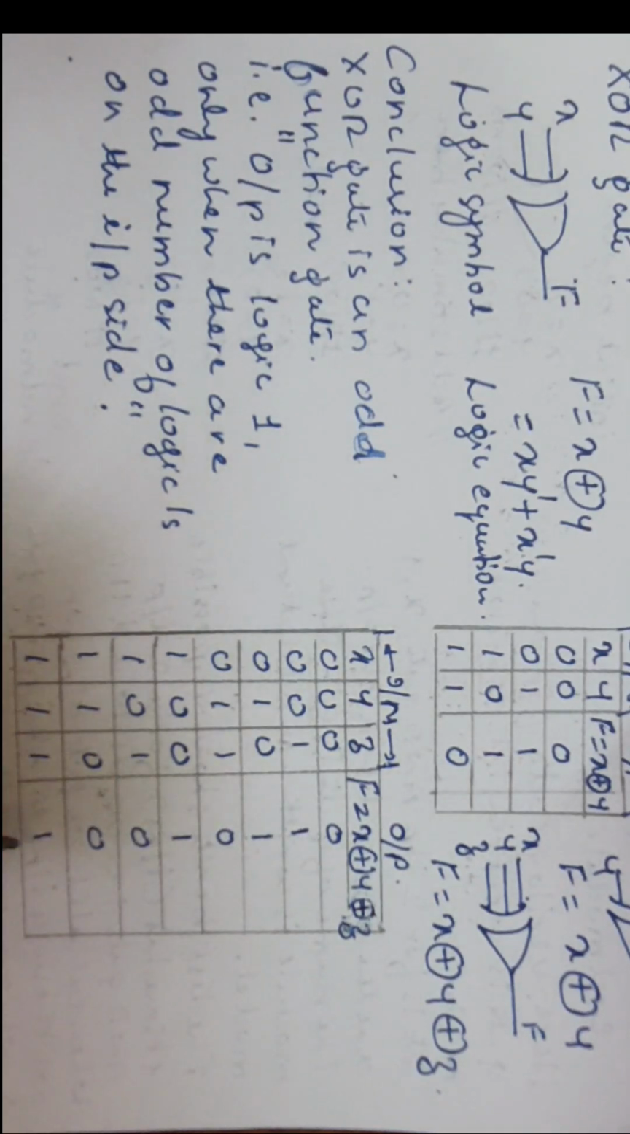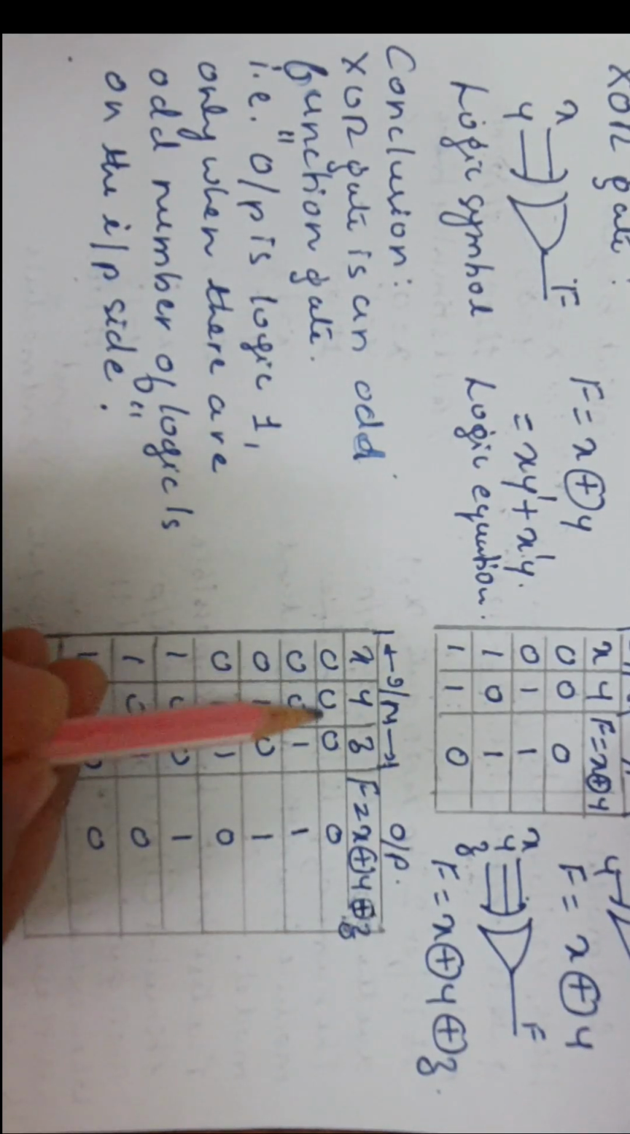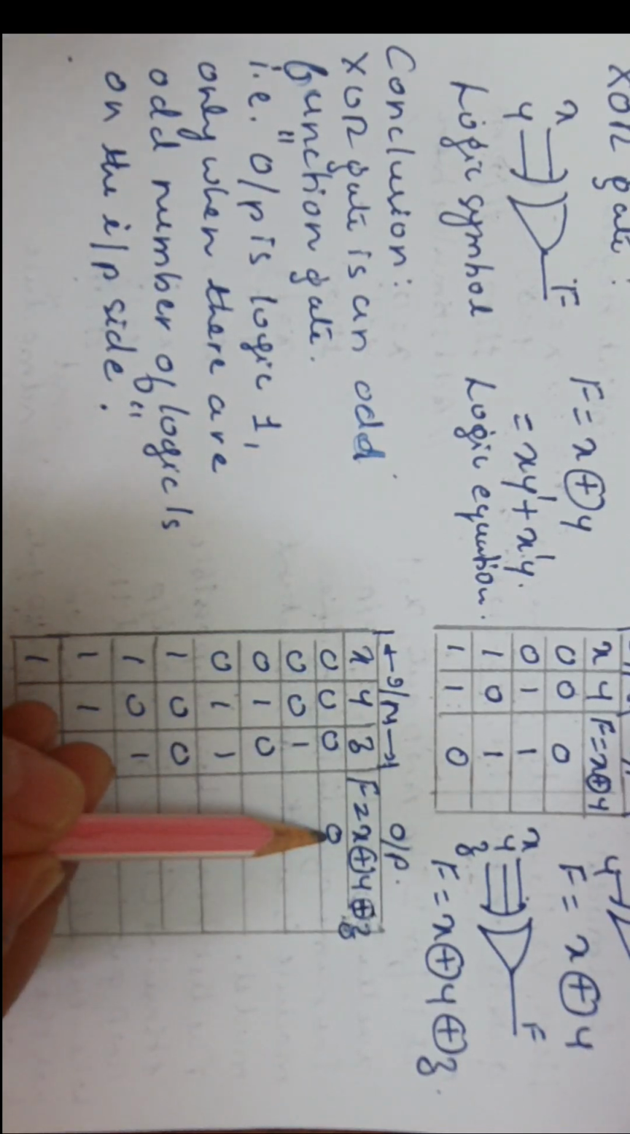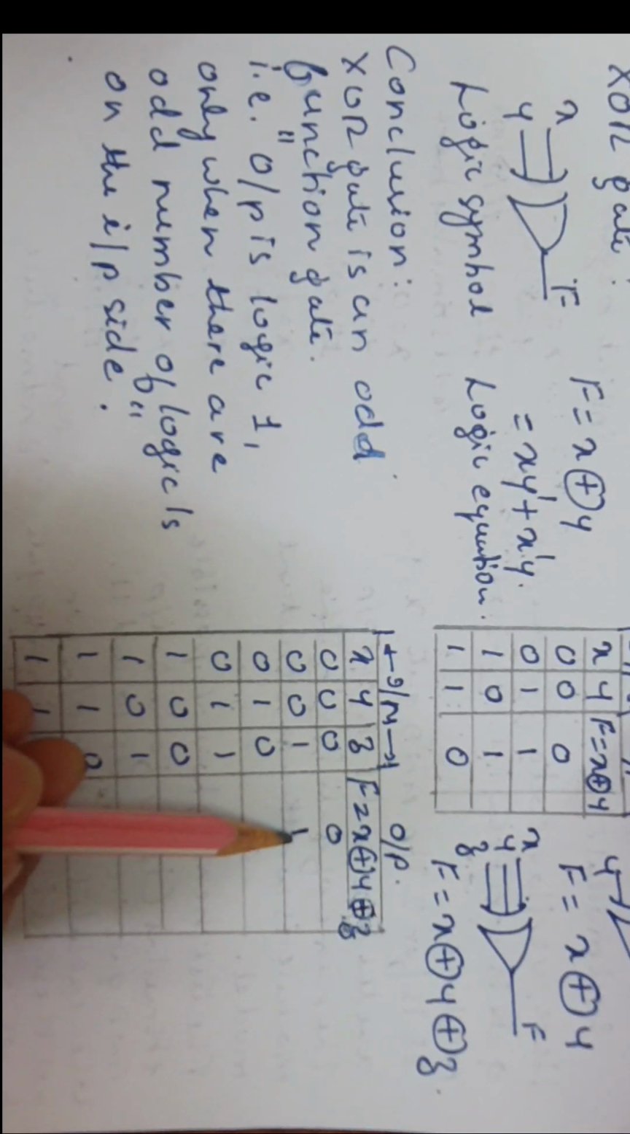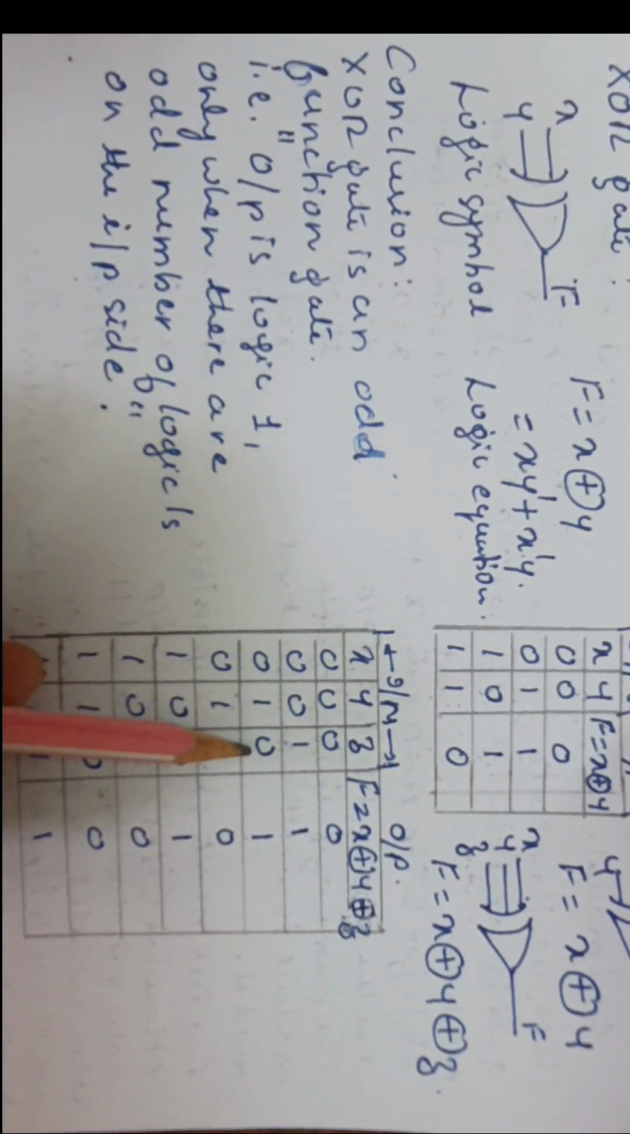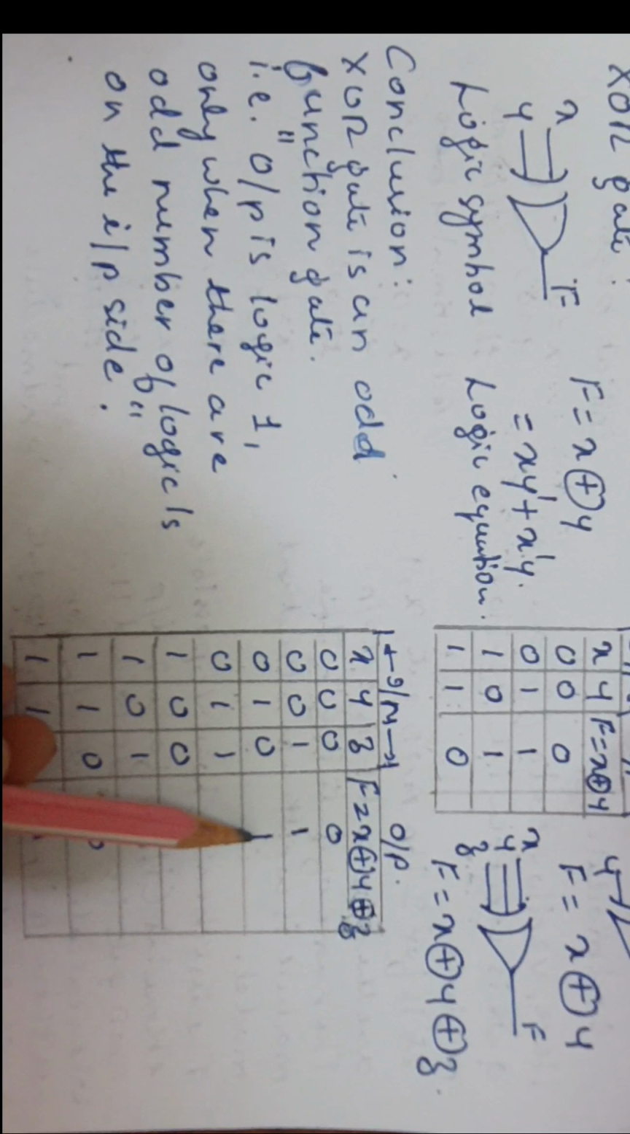So how does the output behave here? How can we write the output here? If you observe here, no logic ones means 0 number of logic ones. 0 is treated as an even number, hence the output is 0. Here on the input side, 1 logic 1 is there. 1 means it is an odd number. Odd number of logic 1s are there, the output is 1. Here also odd number of logic 1.